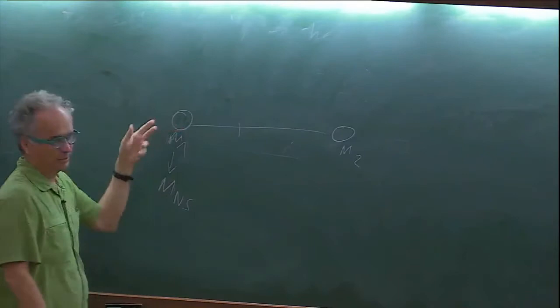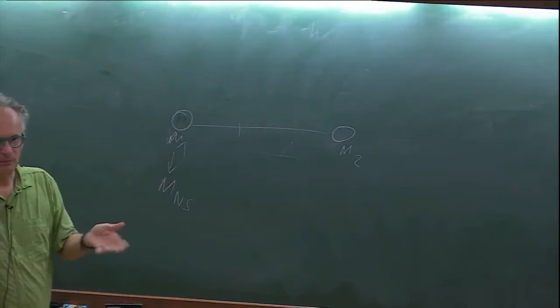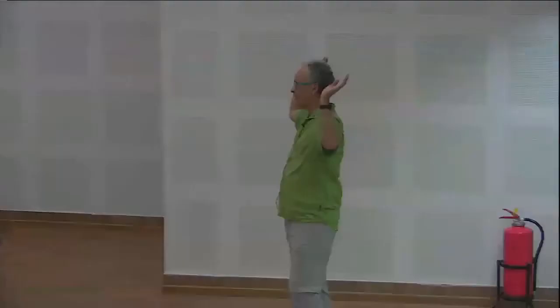The typical orbital velocities, for the Earth-Sun system, the orbital velocity is 30 kilometers per second. For tighter systems, the orbital velocities can be of the order of 50 to 100 kilometers per second. So this is much smaller than the velocity with which we throw out the matter and remove the ejecta. So what is the effect of such a maneuver that we suddenly replace M1 with a neutron star?